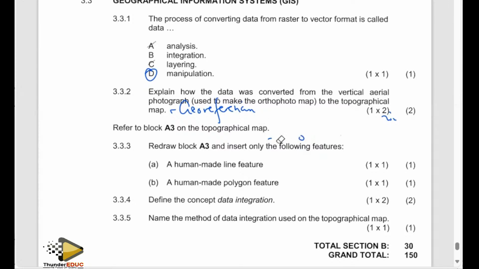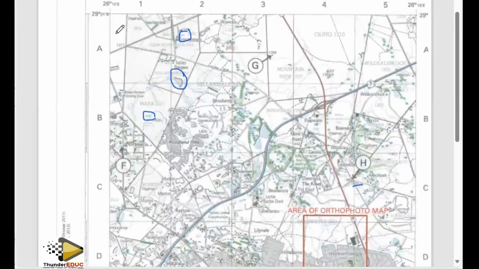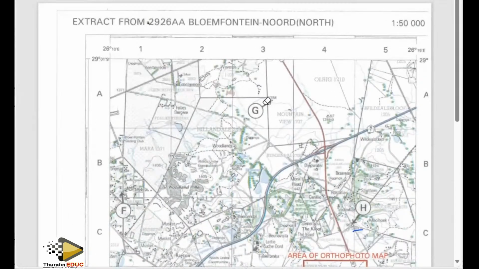Redraw block A3 and insert only the following features. Right, this one we're going to go to the topographical map. We want to redraw block A3 and check those features. Let me erase those markings. Coming to block A3, our block A3 is this one here. Let me trace it so that we can focus on that particular block only. It comes from there, it comes from here, it ends here, and it ends there. That is our block A3.